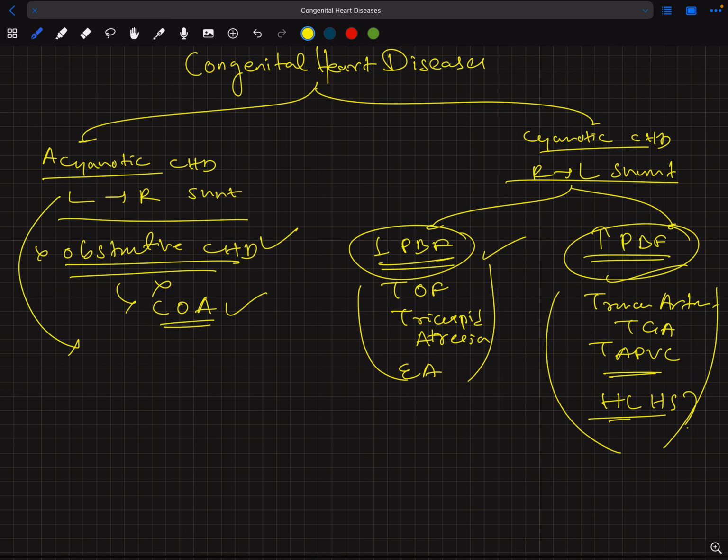And so what are the diseases with left to right shunt that develop acyanotic congenital heart disease? First is atrial septal defect, then ventricular septal defect, then we have patent ductus arteriosus.